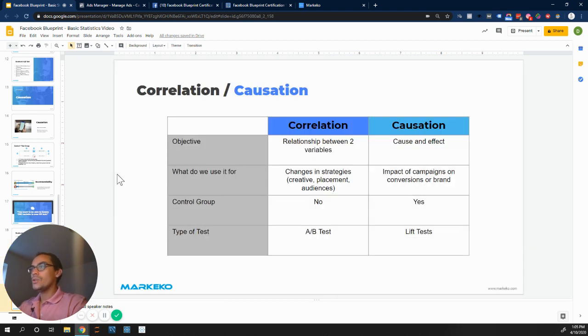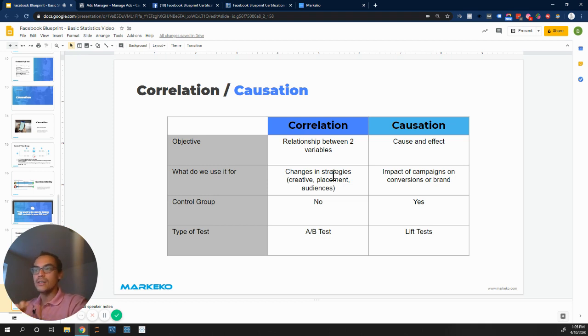And so in summary, you can see here the difference between correlation and causation. The objective of correlation is really to see whether there's a relationship between two variables. With causation, I want to look for cause and effect. What do we use it for? With correlation, changes in strategies. Should I change creatives? Should I change placement, audiences? And this is more for day-to-day or month-to-month, right?